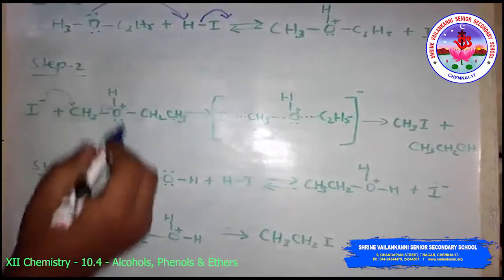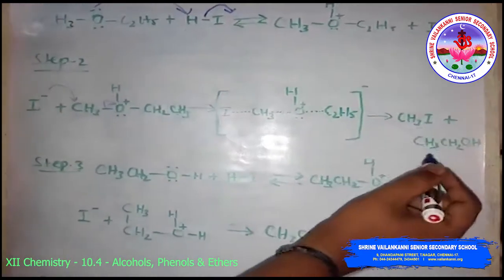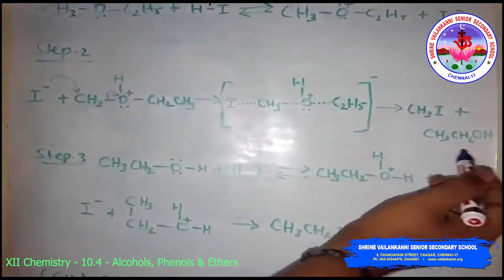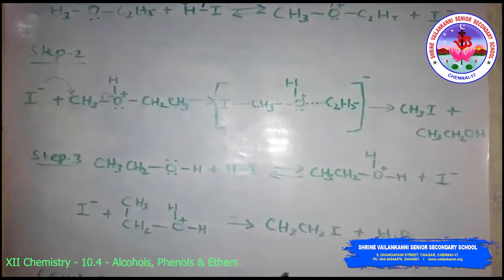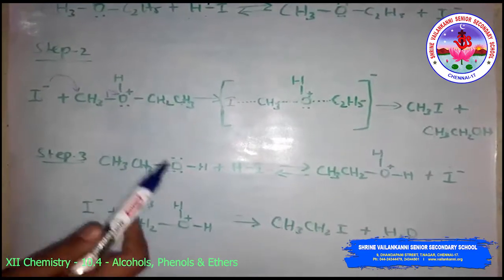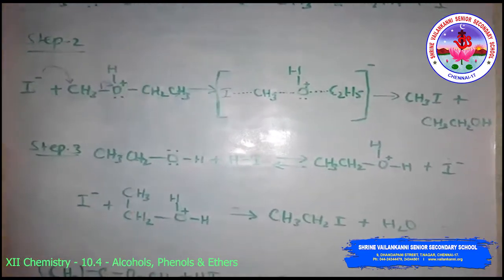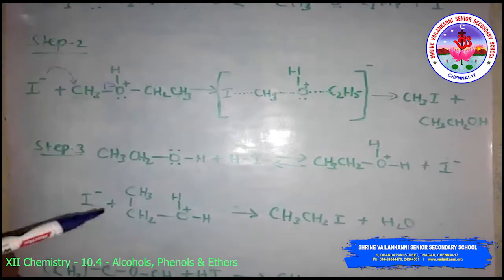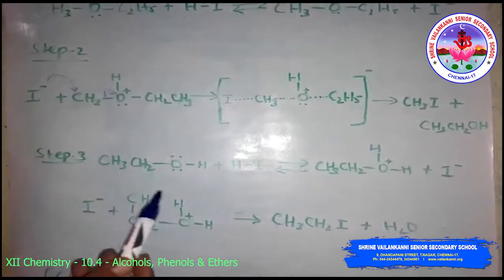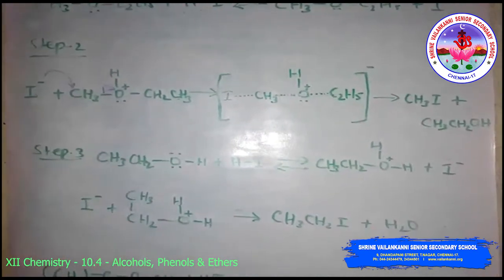The positive charges stabilize like this. CH3I and C2H5OH, alcohol and alkyl iodide, are formed. When HI is in excess and the reaction is carried out at high temperature, ethanol reacts with another molecule of hydrogen iodide and is converted to ethyl iodide.